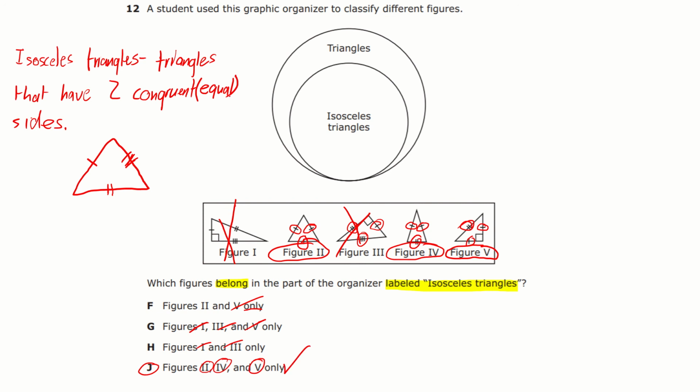J is the answer, F is incorrect, G is incorrect, and H is incorrect.